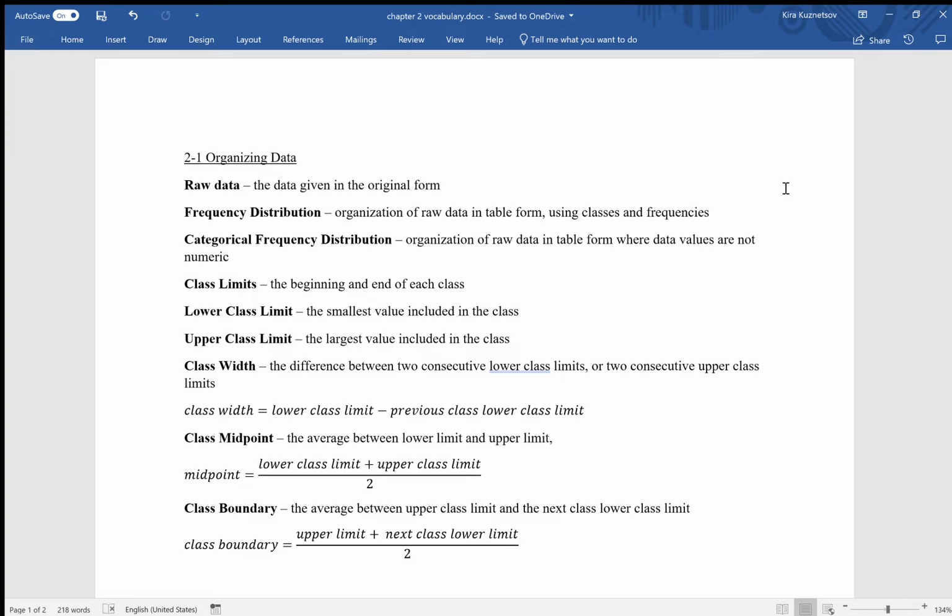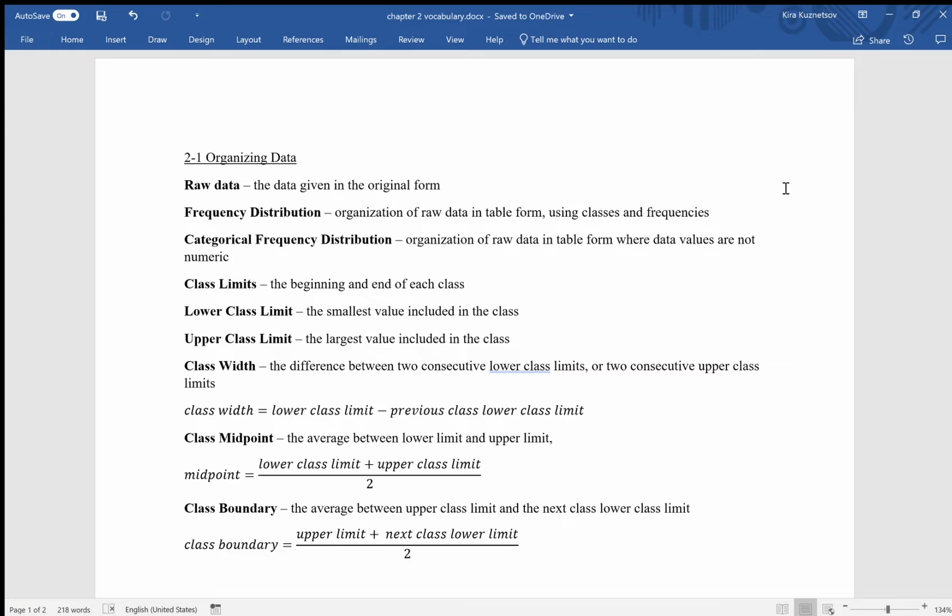So the data that is given to you in the book is called raw data, as in before you cleaned it, before you organized it, before you saw anything. Usually the first step in raw data is cleaning it. So getting rid of values that are wrong, organizing in an alphabetical order or from smallest to largest or some other way. Frequency distribution: organization of raw data in a table form using classes and frequencies.